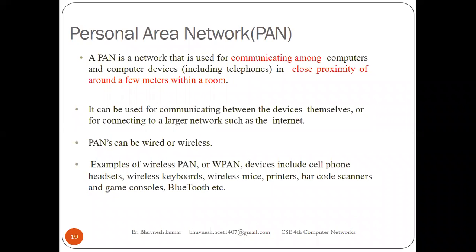Examples of a wireless personal area network, or wireless PAN, also called WPAN. Devices include cell phone, headset, wireless keyboard, wireless mic, printer, barcode scanner, game console, or your Bluetooth, etc. If these devices are used and make a network, then that network comes under your PAN, personal area network.